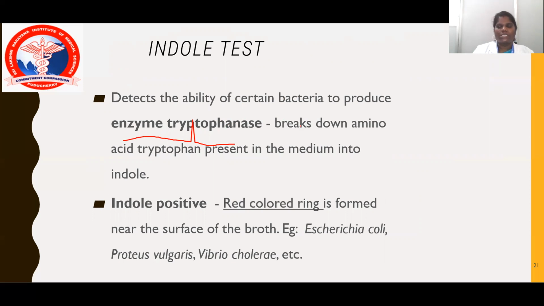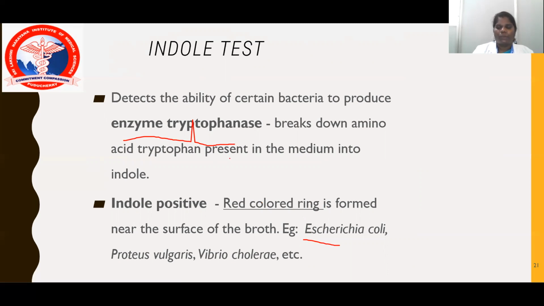So that Kovac's reagent reacts with the peptone which has been broken down into tryptophan. With the help of the tryptophanase enzyme, we have a byproduct, the indole component. That component reacts with the Kovac's reagent and produces a red color, a cherry red color ring. That is a positive. For example, Escherichia coli, Proteus, Vibrio will usually be indole positive. Klebsiella will be indole negative.